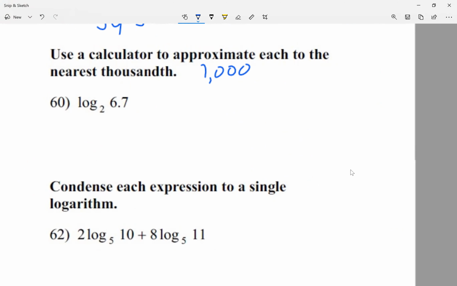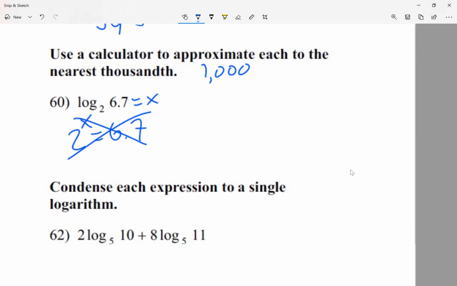So log base 2 of 6.7. Now I cannot use bases here, right? If I wanted to use bases, I let this equal x, and then I said 2 to the x is equal to 6.7. I cannot write 6.7 as 2 to the something. So I'm not going to be able to use the base. Let me cross this out because we're not going to be able to use that.